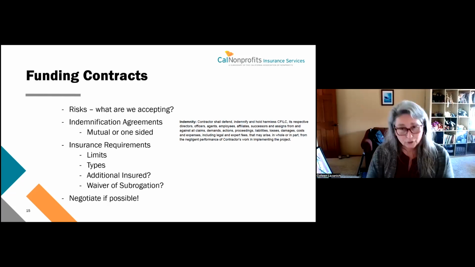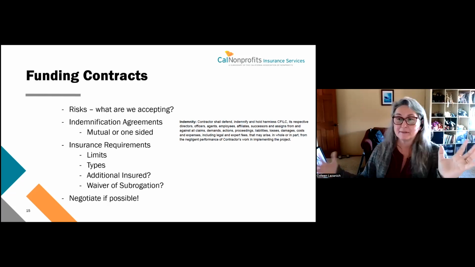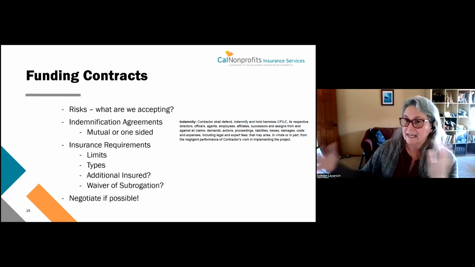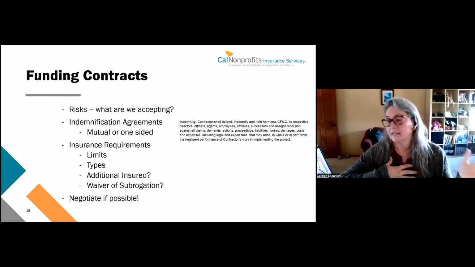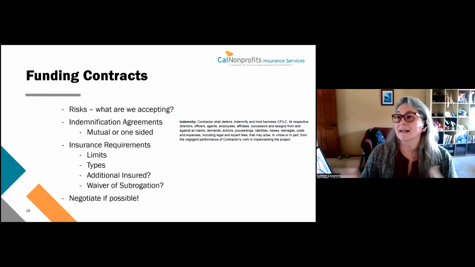So look at your funding contracts and say, what risks are we accepting? What is the indemnification agreement asking for? Is it one-sided? Are all the risks on me, and am I indemnifying this other entity and taking on all the risks, or is it mutual? We're both indemnifying each other, and so if either of us is at fault, we'll take responsibility for it. And we see both.